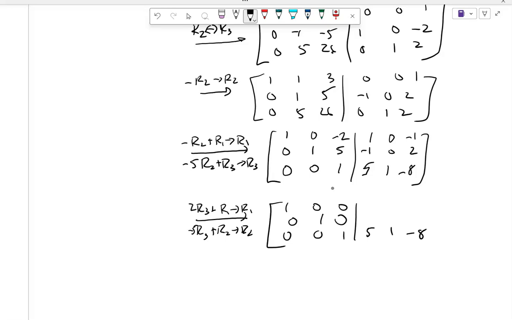So let's go up here. Oops, not that row, that row is not the same. Sorry, I already wrote down what I wanted. 2 times 5 plus 1 gives me 11. 2 times 1 plus 0 gives me 2. 2 times negative 8 minus 1 gives me negative 17. Negative 25 minus 1 gives me negative 26, negative 5, and 42.